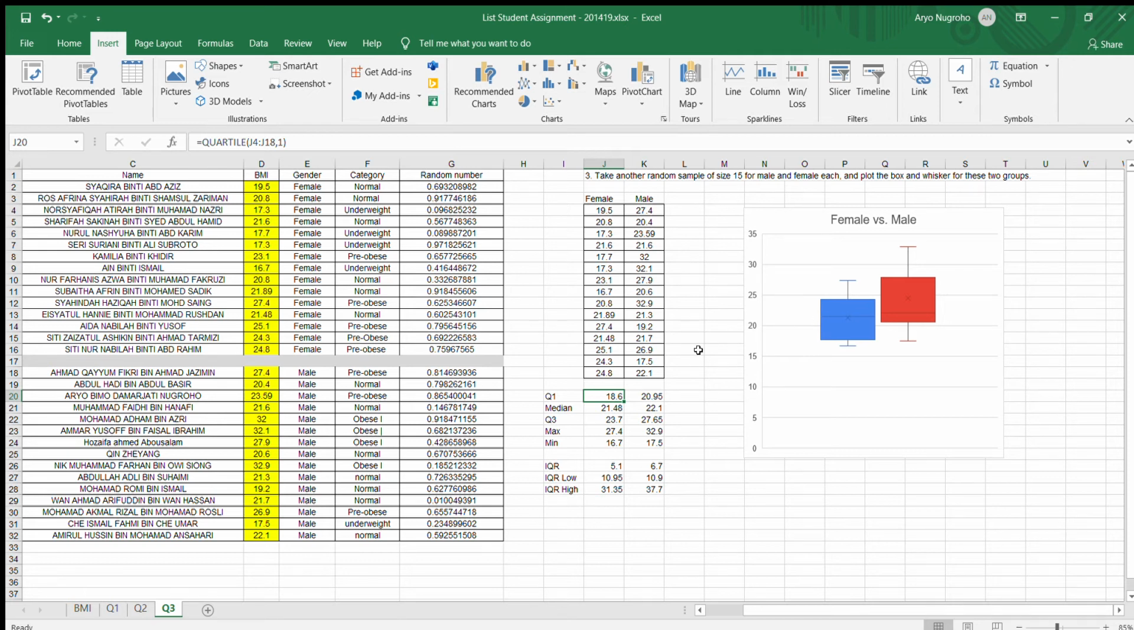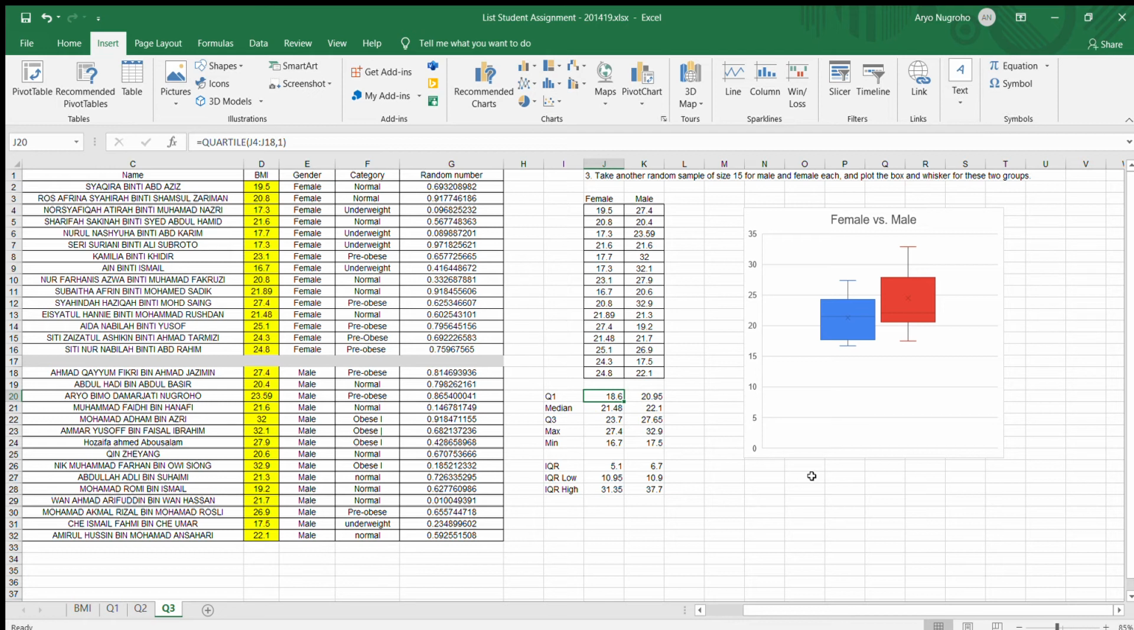So if we don't understand reading this box, we can find it manually by doing Q1, median, and Q3. The maximum value is 27.4, and the minimum is 16.7. Meanwhile, for the male, we can see the lower quartile Q1 is 20.95, then the median is 22.1, and the upper quartile is 32.9, and it has a maximum and minimum of 32.9 and 17.5.